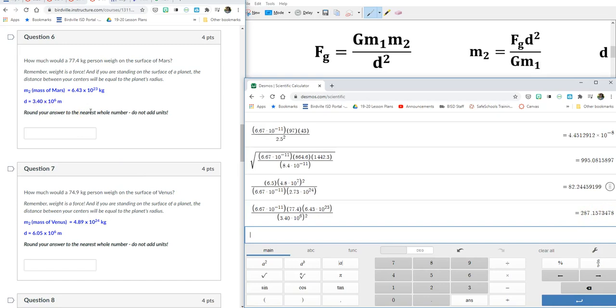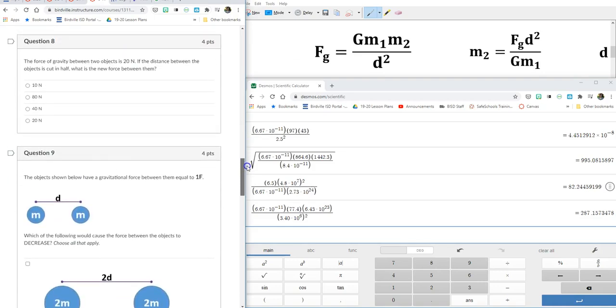Nearest whole number means no decimal places, so just before the point. So 287, I'm going to leave it as a 7 because my next number is a 1. So 287 newtons if we were writing our units because we're looking for weight. So 287 newtons.